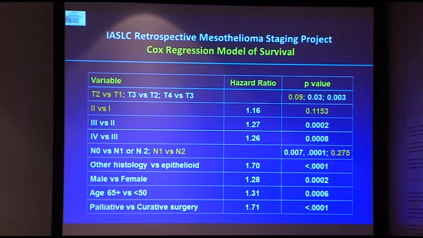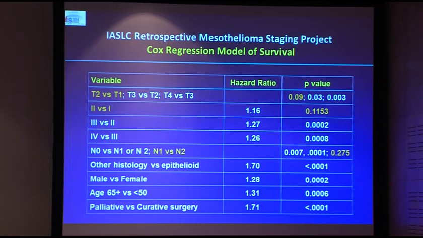Okay, here's the Cox regression model data. T2 versus T1, as the Kaplan-Meier showed, was non-significantly different. T3 versus T2 was different. T4 versus T3 was also different, with convincing statistics. Amalgamated stage groupings, 2 and 1, not significantly different. So possibly that group needs to be looked at again when we hopefully revise the staging system at some point. 3 versus 2 separated out, and 4 versus 3 separated out.